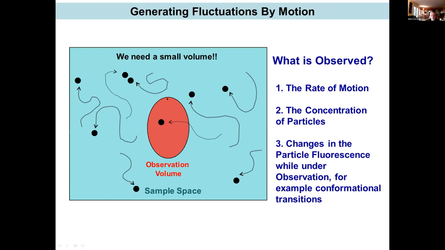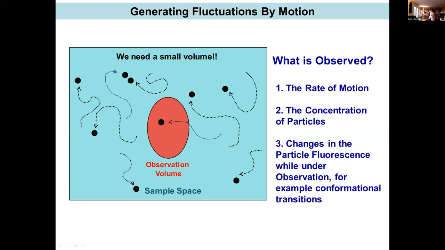First of all, we need to create an observation volume. And the observation volume, as you can think, is very small. The smaller it is, the larger will be the fluctuation, because the smaller it is, there can be 0 molecules in that observation volume, or 1 or 2. But I will use a language of the single molecule. So here you have an observation volume.